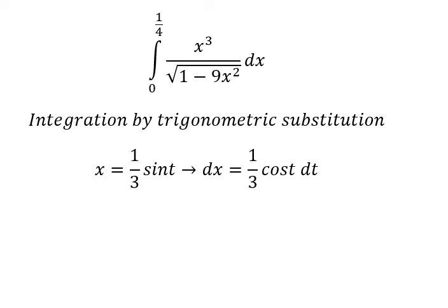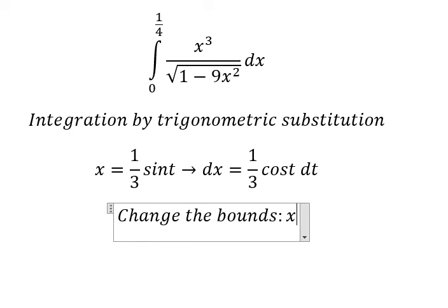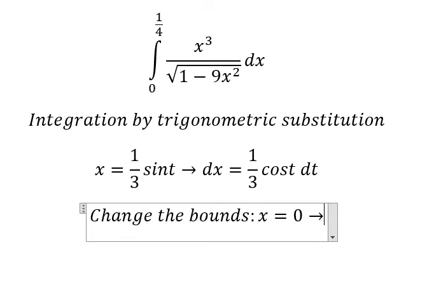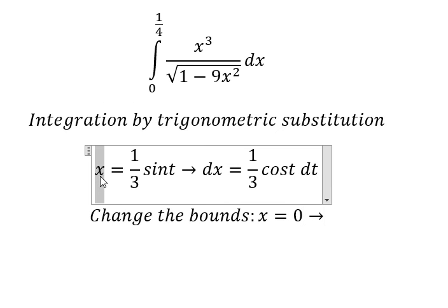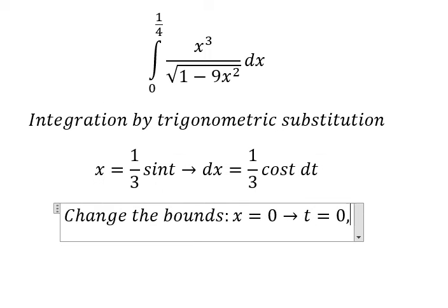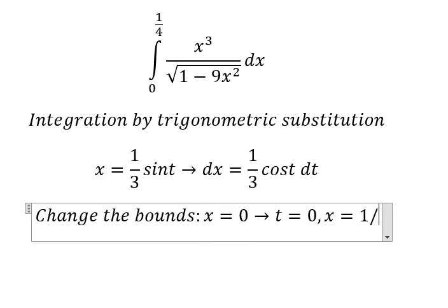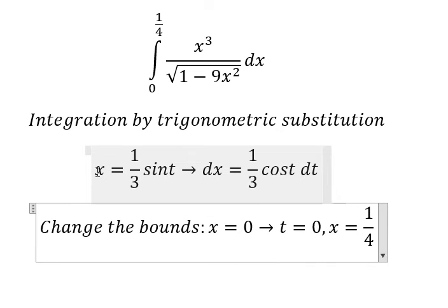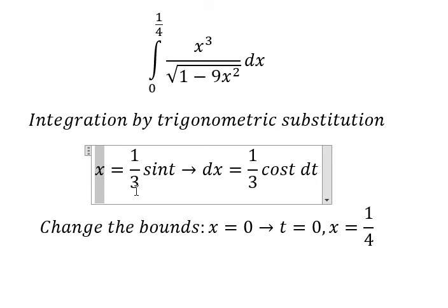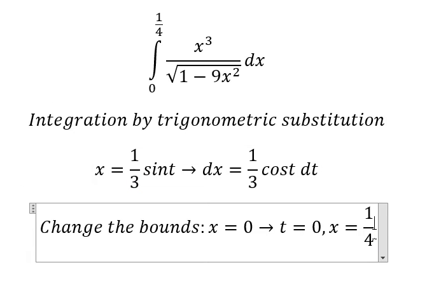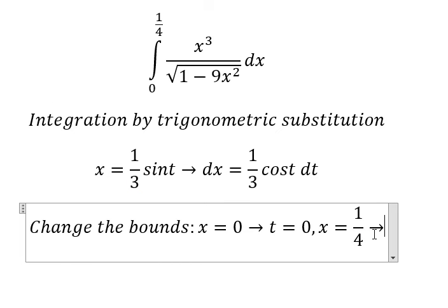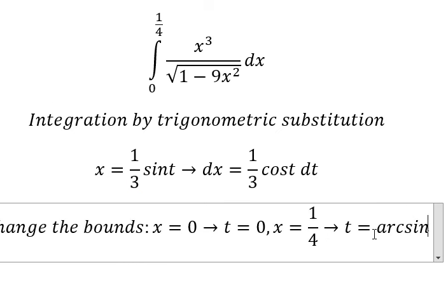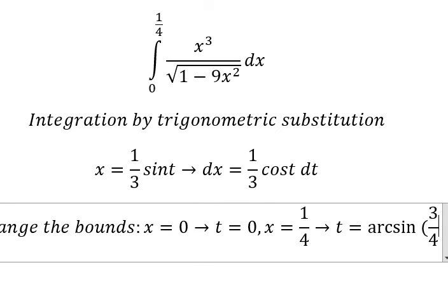Next, we need to change the bounds. When s equals 0, I put 0 in here, and we have t equals 0. When s equals 1 over 4, we put 1 over 4 in here, and the 3 I will put on the left. So we can find the value of t equals arcsine of 3 over 4.